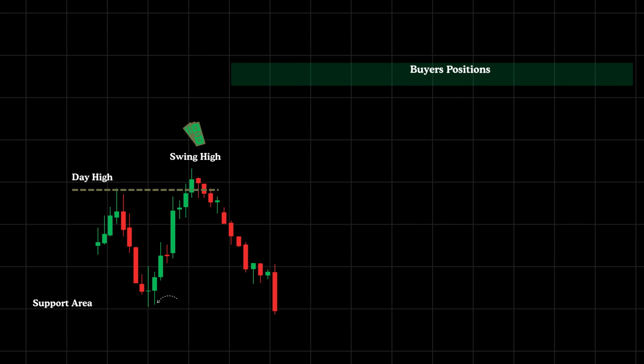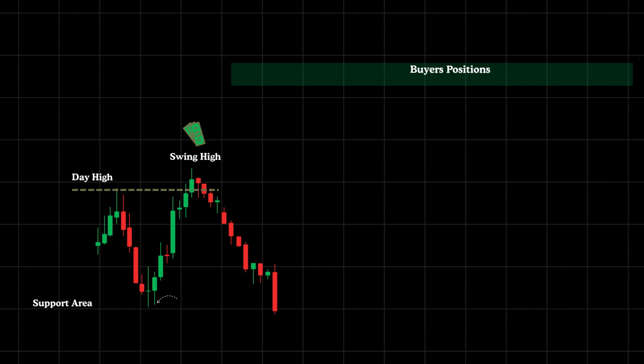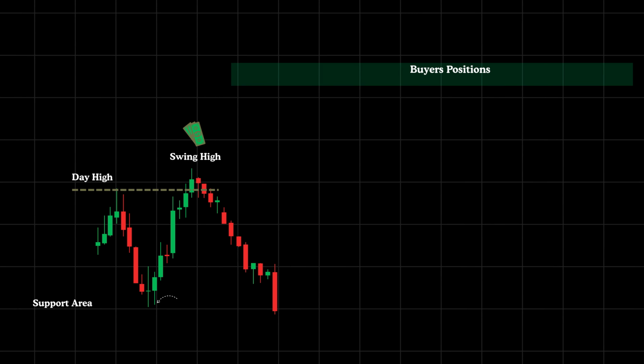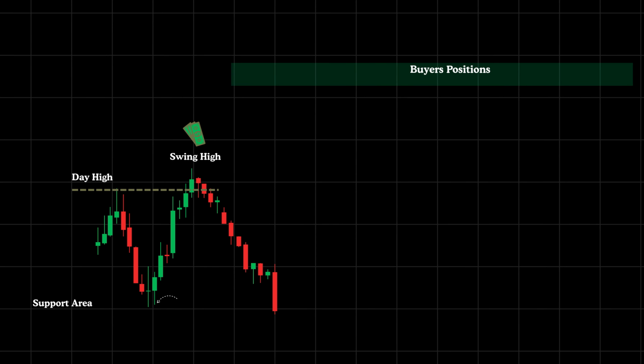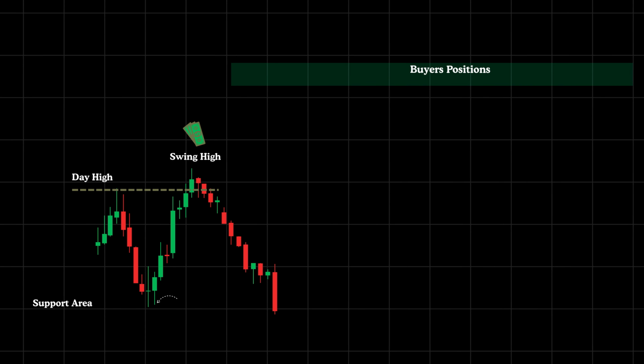However, if institutional buyers had fully exited here, the price would not have held at this point and would have dropped sharply. Since this did not occur, it indicates that a large number of sellers have not entered at higher levels, and only retail profit booking is responsible for the dip.